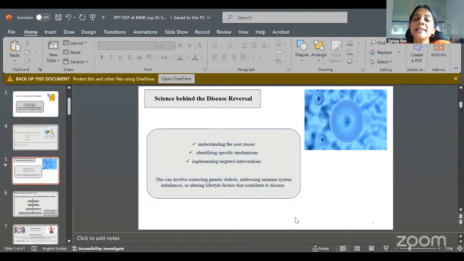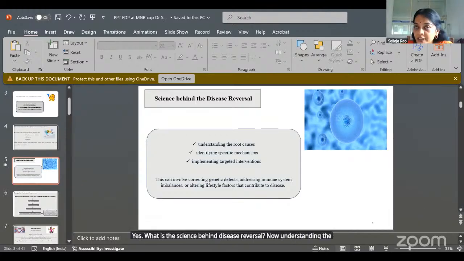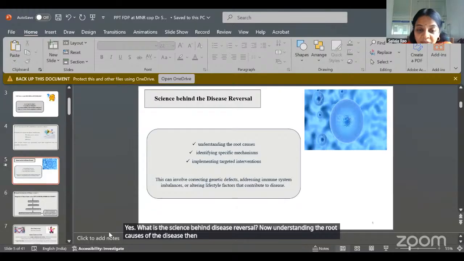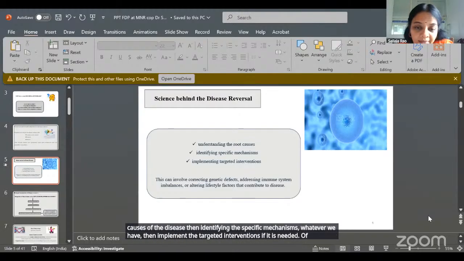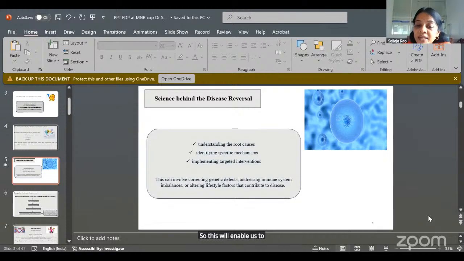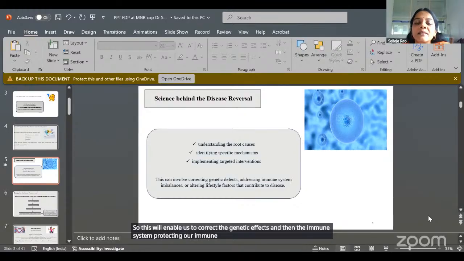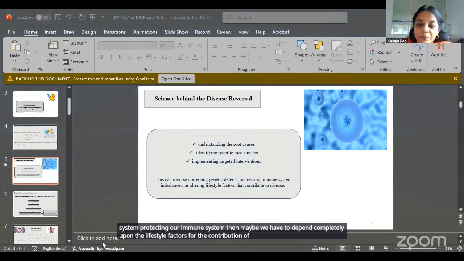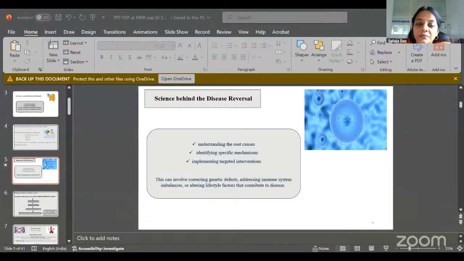What is the science behind disease reversal? Understanding the root causes of the disease, then identifying the specific mechanisms, then implementing the targeted interventions if needed. Of course, it will be needed. Further, I will be taking this up elaborately. So this will enable us to correct the genetic effects and protect our immune system. Then maybe we have to depend completely upon the lifestyle factors for the contribution to the disease. Next slide.